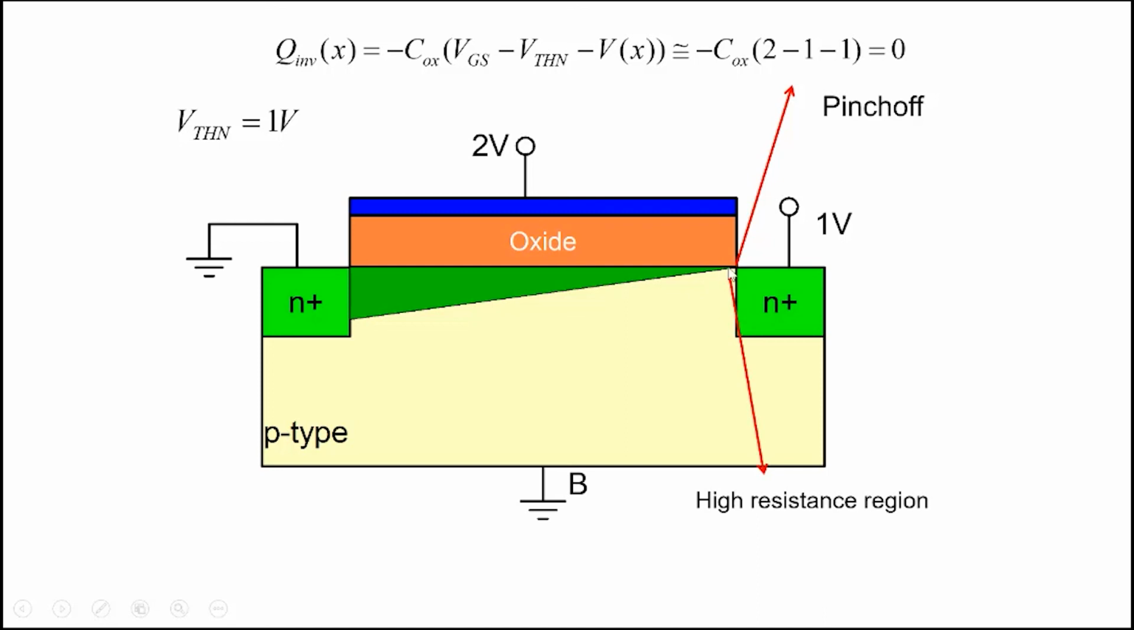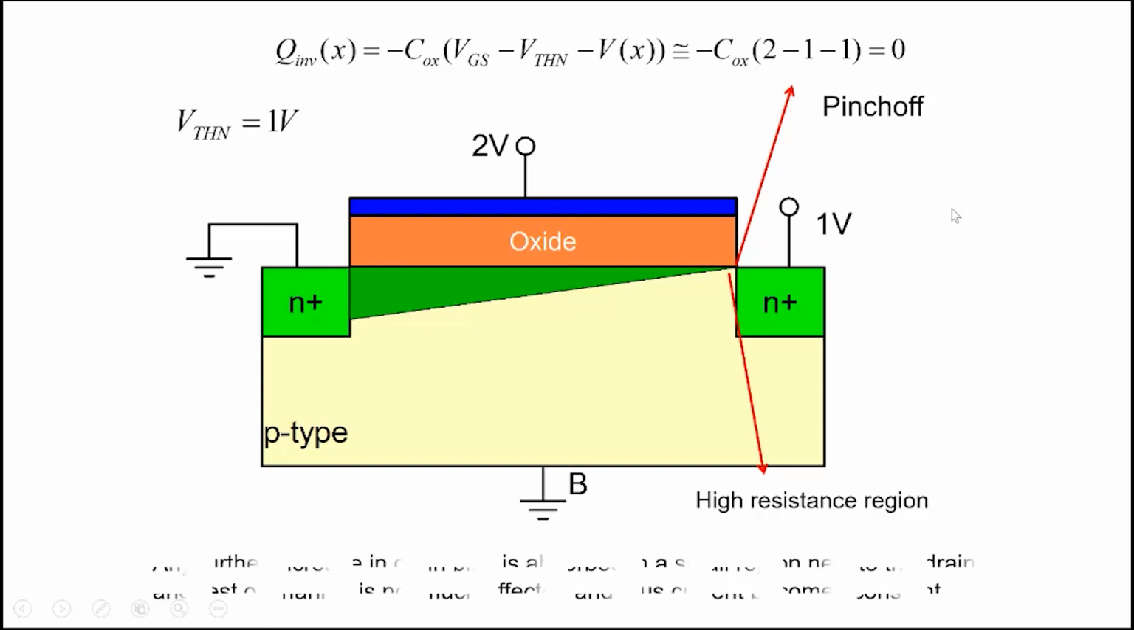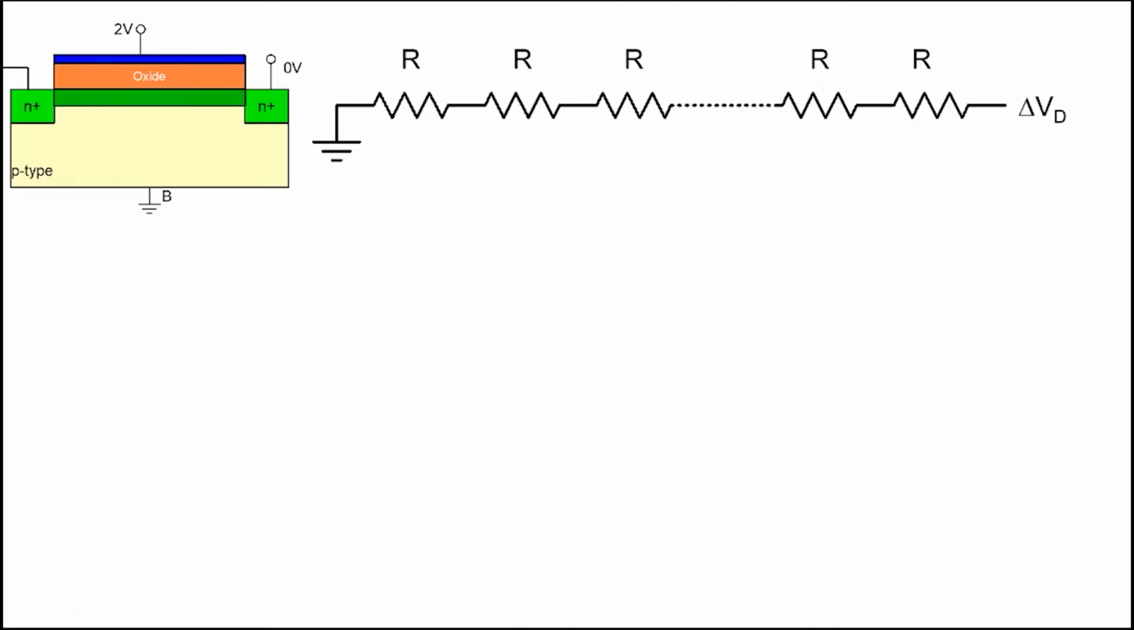Now, actually what happens is that this relationship starts to break down when you make the inversion charge very small. What you have done is create a region with very low amounts of inversion charge, or a very high resistance region here. And when this happens, the current begins to saturate. To understand in a very simple way why the current saturates, let's look at this picture here.